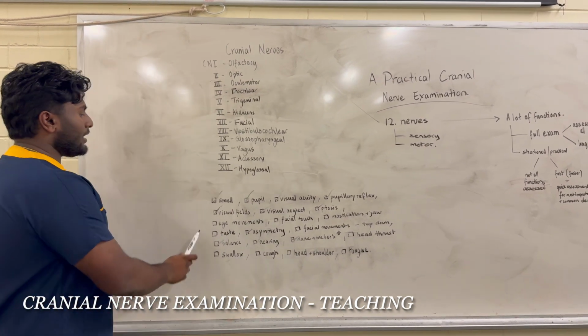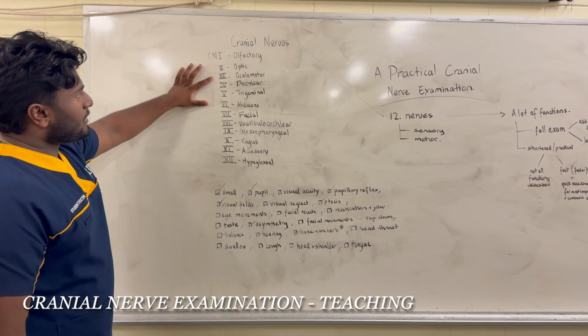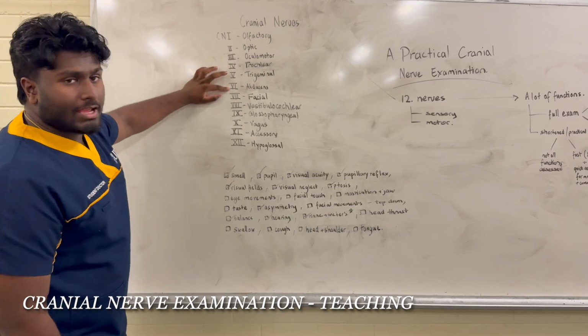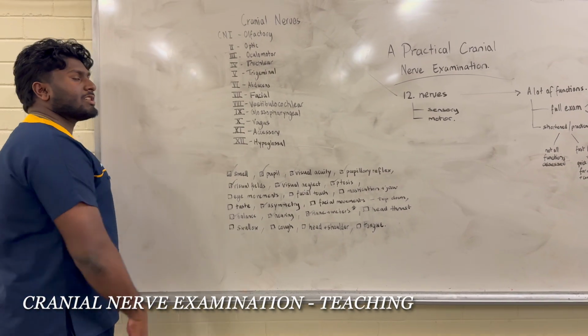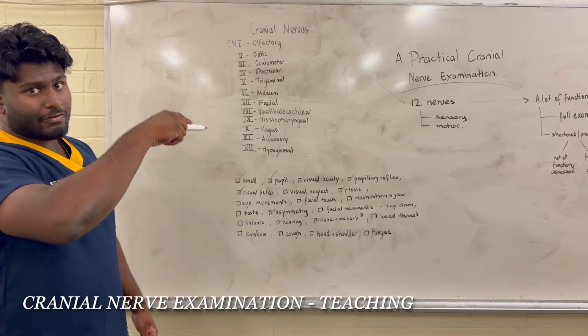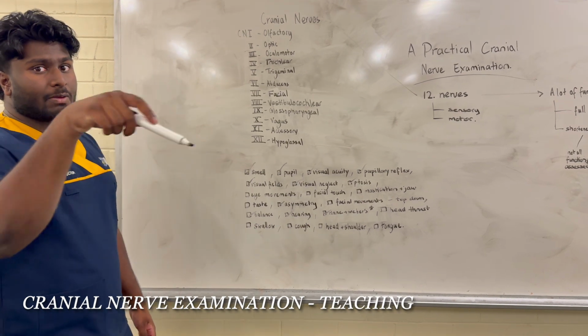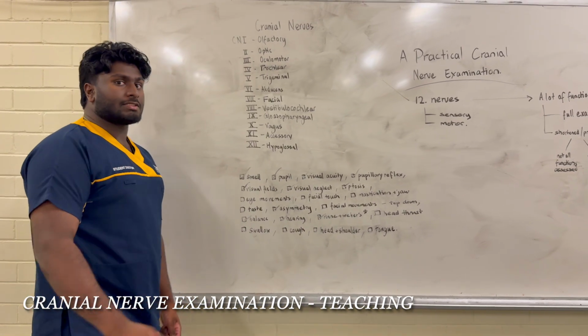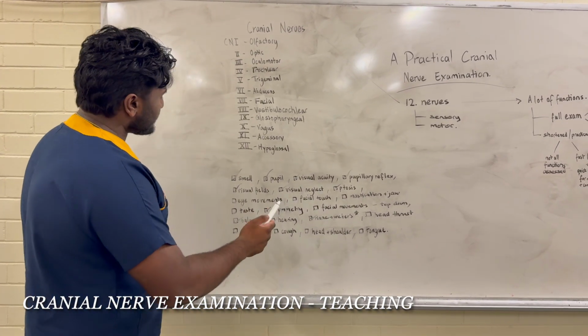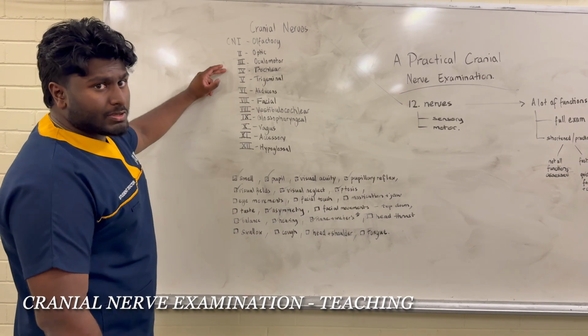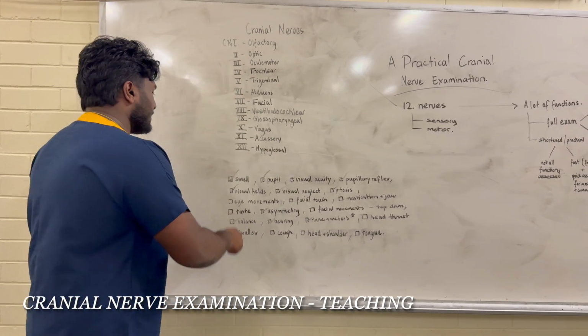Next, we got on to eye movements, which cover the oculomotor, trochlear, and abducens nerves. For the eye movements, we allow them to follow our finger or a pen in the shape of an H. We're assessing all 6 eye muscles, especially the trochlear for the superior oblique and the abducens for the lateral rectus.